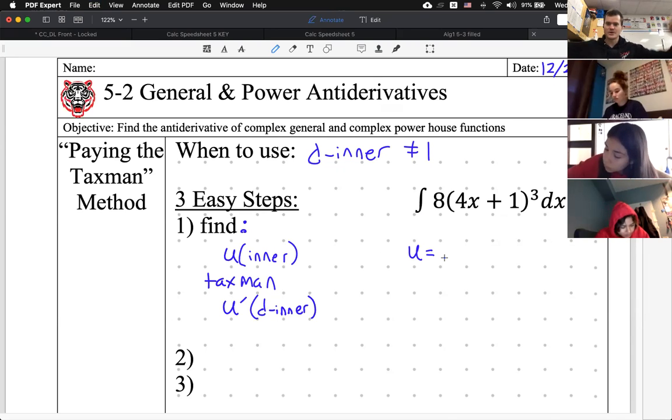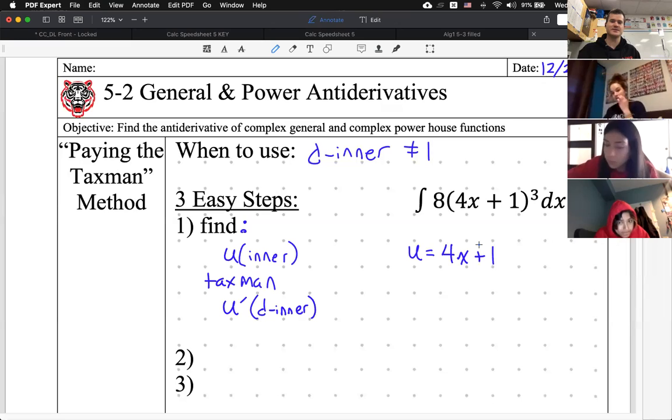So what is our U in this first problem, Andrea? Is it 8? Not quite. U is the inner, the most inside of everything. 4x plus 1? There it is. 4x plus 1 is our inner.